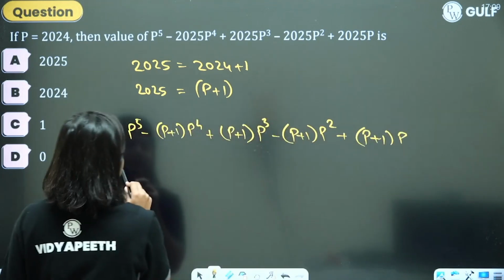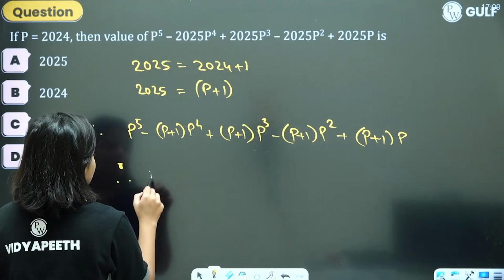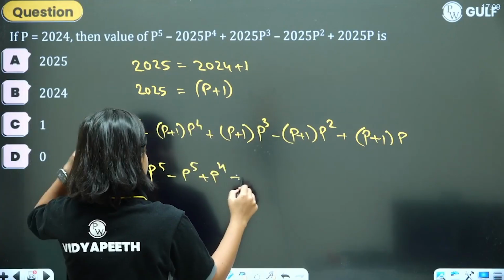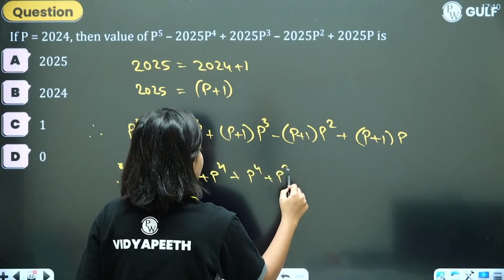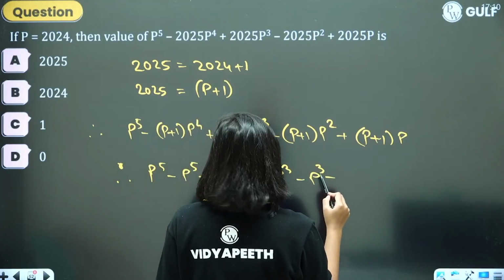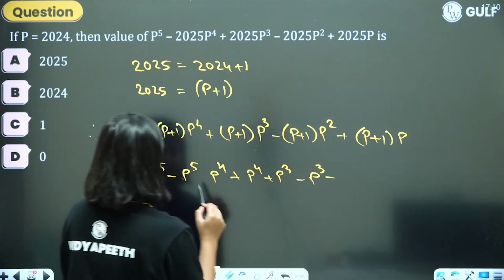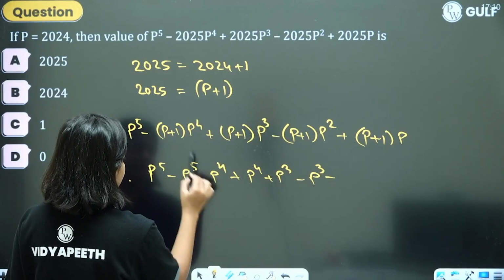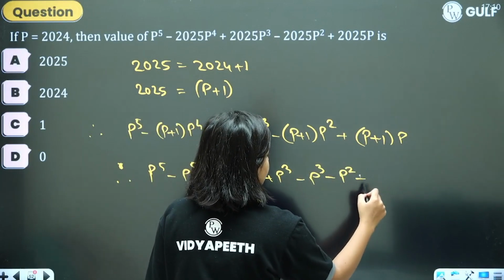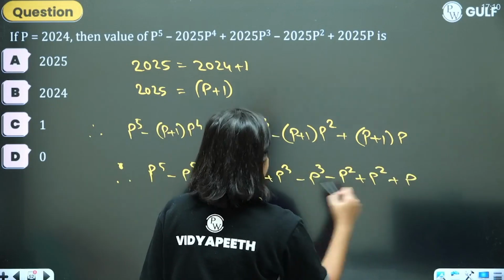Open up, a lot of terms will cancel. P raised to 5 minus p raised to 5 plus p raised to 4 plus p raised to 4 plus p raised to 3 minus p raised to 3. The minus sign multiplies inside here too, which gives p raised to 5 minus p raised to 4. Okay. Minus p square plus p square plus p.